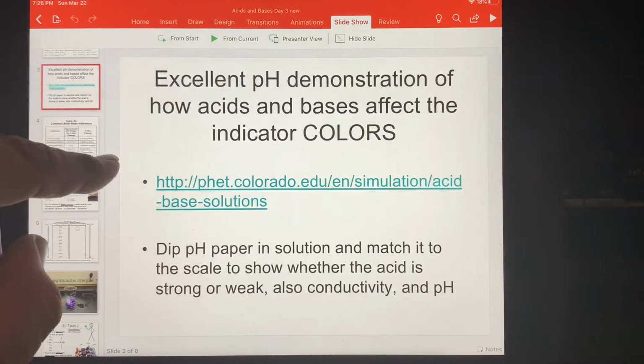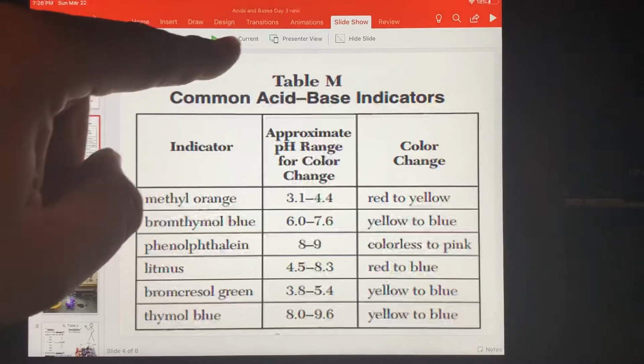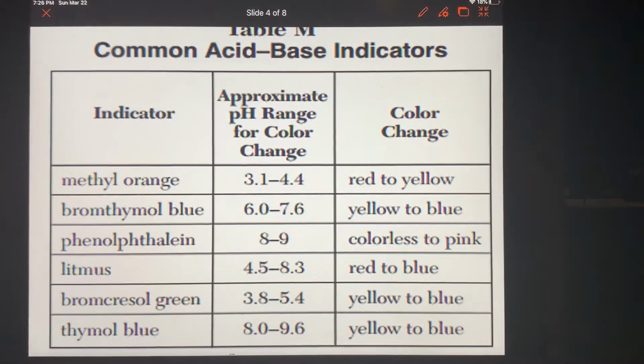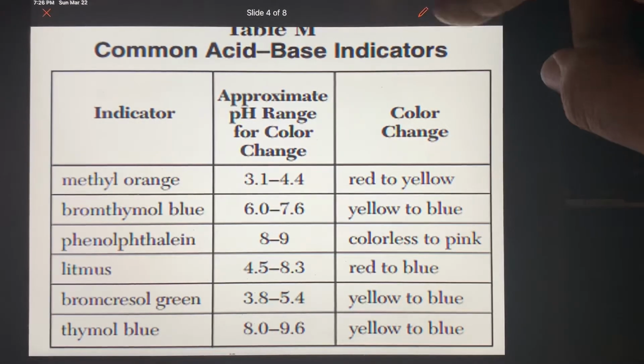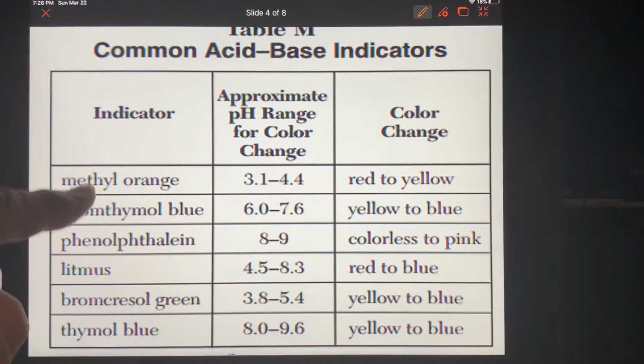Okay, this is just an indicator thing. You can look on your own time. Here we go. Here's reference table M, a new table we're going to learn. So these are our 6 indicators.